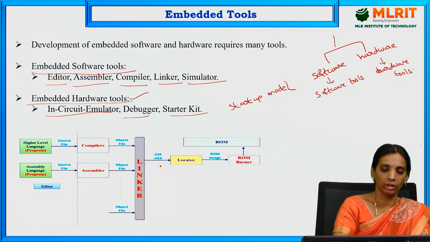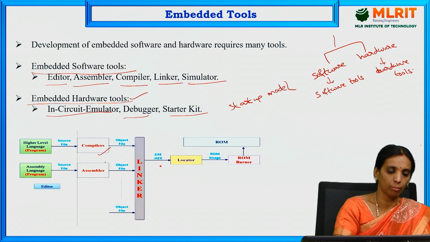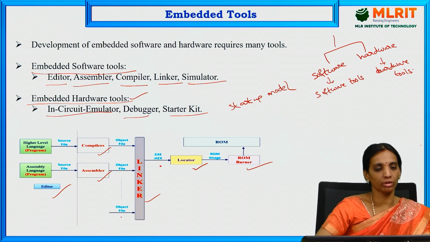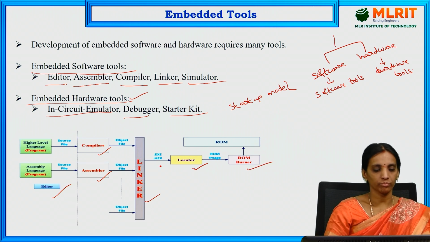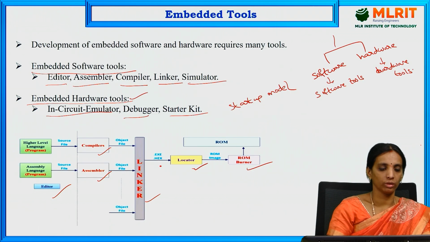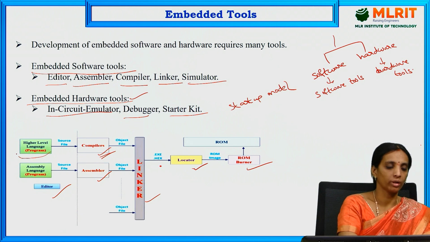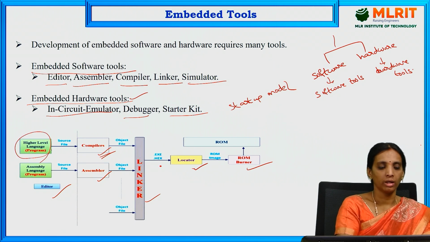As we have seen, the compiler, assembler, editor, linker, locator, and simulator all come under the embedded software tools. The first one is the compiler. For the compiler, we have to write the high level language program and enter that file into the compiler. It will release the object file.